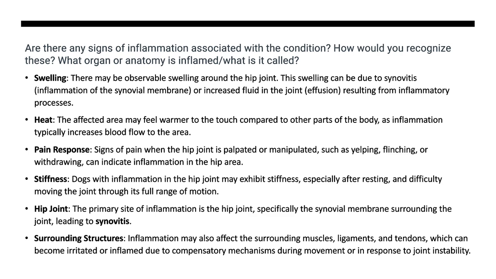So then you have the hip joint. The primary site of inflammation is the hip joint, specifically the synovial membrane surrounding the joint, leading to synovitis. Now, the surrounding structures: inflammation may also affect the surrounding muscles, ligaments, and tendons, which can become irritated or inflamed due to compensation mechanisms during movement or in response to joint instability.